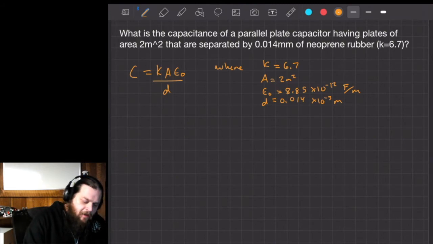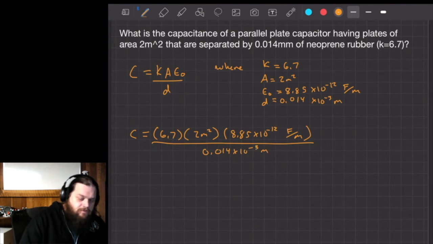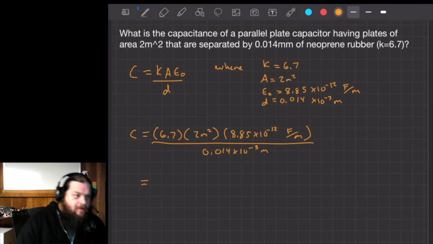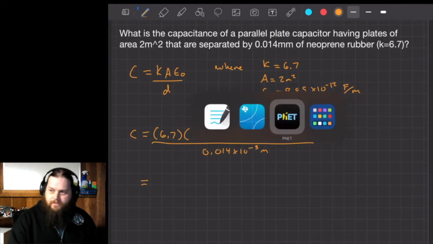So we can calculate this capacitance, because that would be equal then to that 6.7 times 2 meters squared times 8.85 times 10 to the negative 12 farad per meter. Divide that all by 0.014 times 10 to the negative 3 meters. And that'll give us our capacitance of this capacitor.